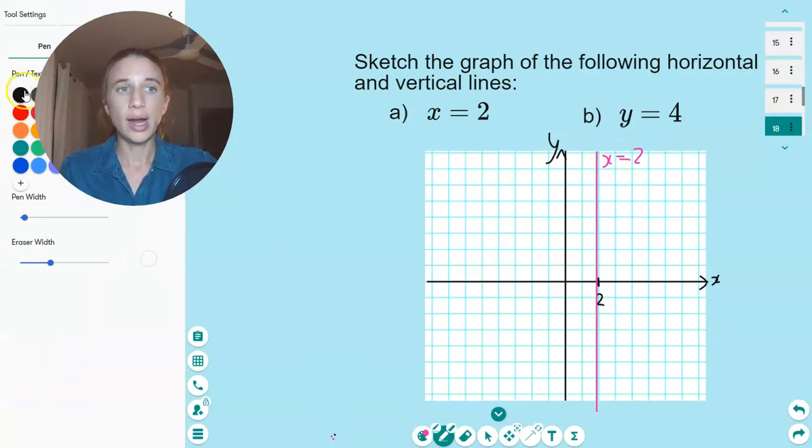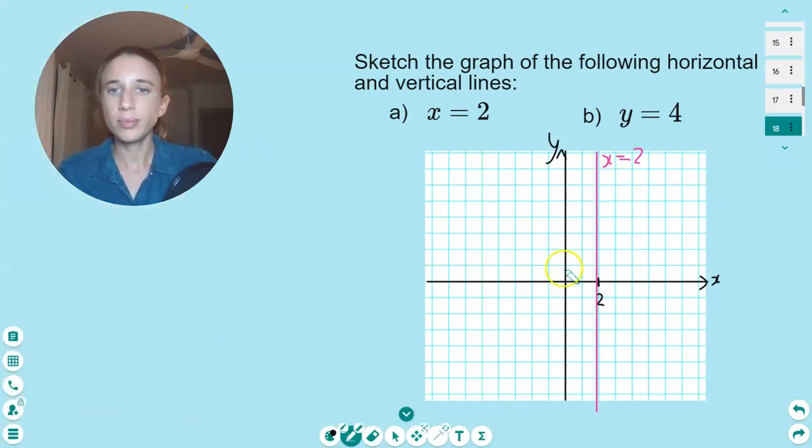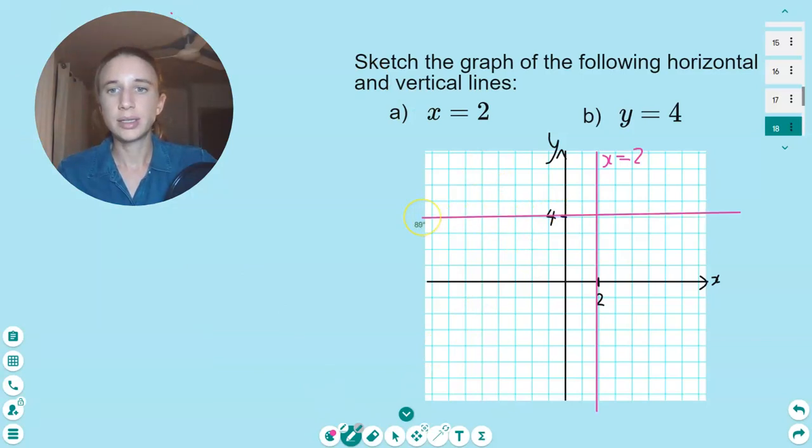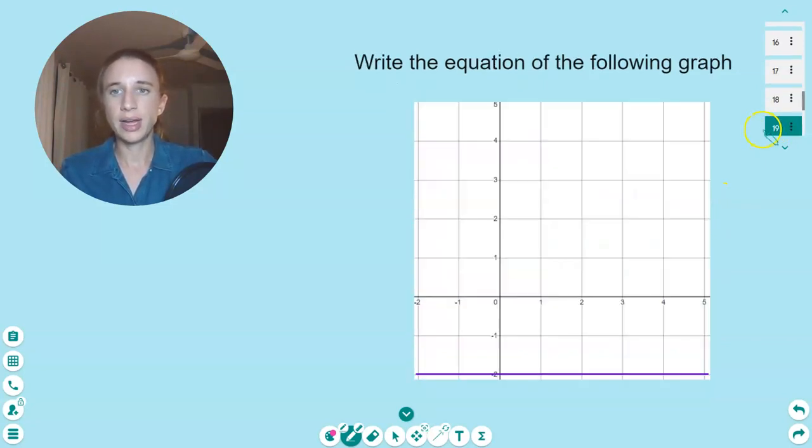The graph of y equals 4. Well, mark on the y-axis at 0, 1, 2, 3, 4, and mark it in. Y equals 4. So that's looking good. Opposite of what you'd think. Remember that.